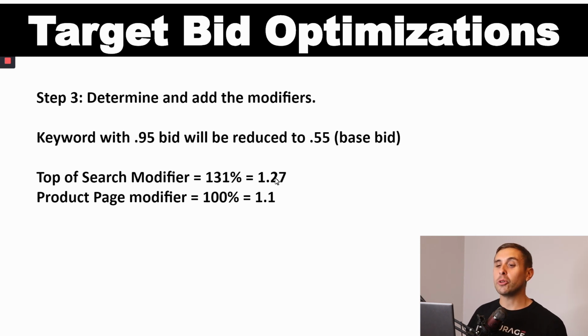So in this example, we're going to be raising our top of search modifier by 131%, which would take our base bid, which is 55 cents, all the way up to potentially $1.27. And then for the product page modifier, we're going to be raising it 100%, which will take that base bid of 55 cents up to $1.10.